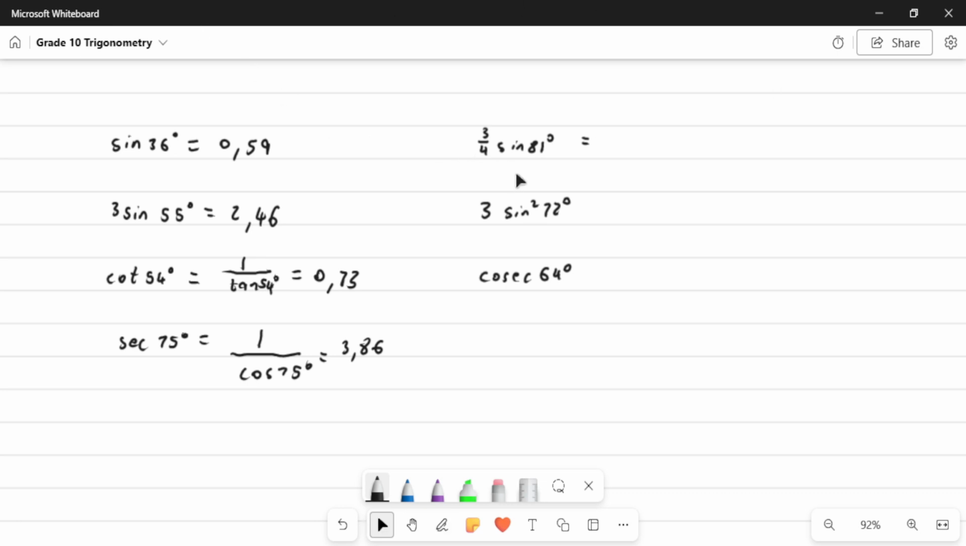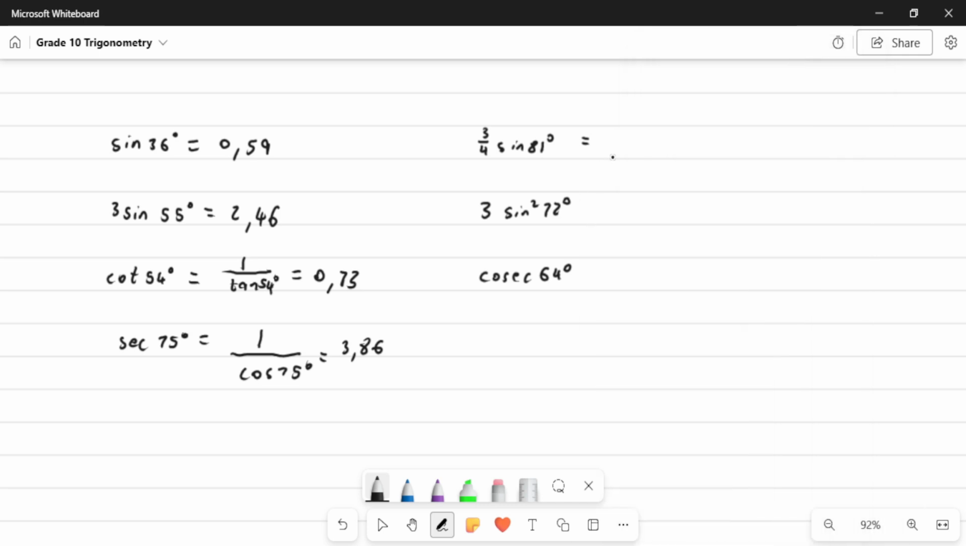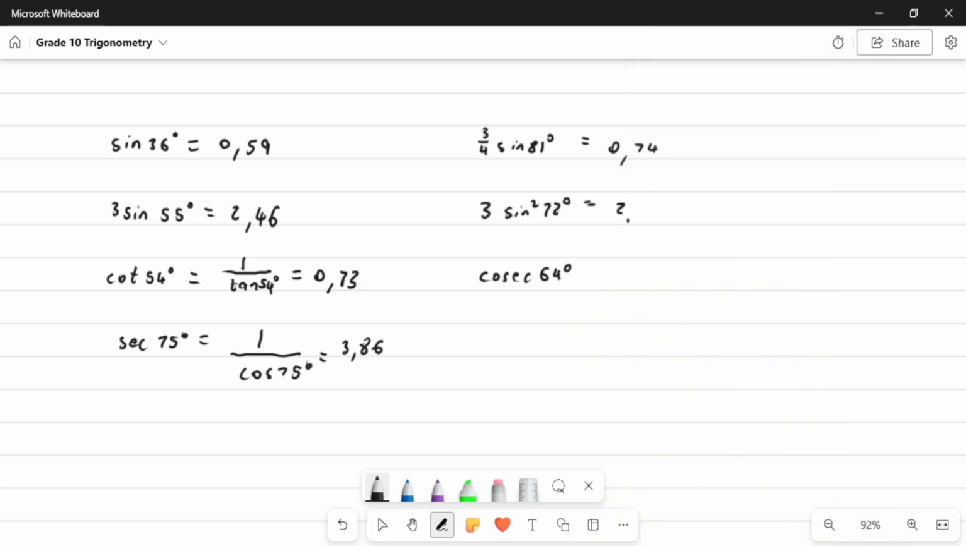3 over 4 multiplied by sine of 81. So this will be 3 over 4 times the sine of 81, which will give us 0,74. If you look at 3 times sine squared of 72 degrees, this will give us 2,71. No units.